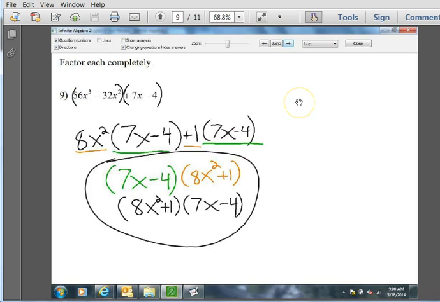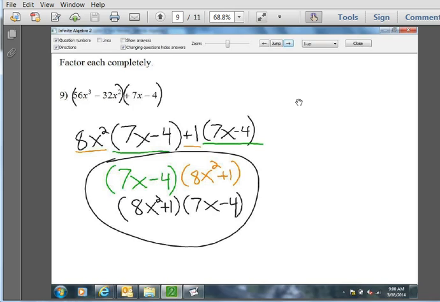This one, factor each completely. All right, this is a 4-term polynomial. And we talked about what we do with 4-term polynomials. We factor by grouping. Now, when I group this thing, I am going to group the first 2 and last 2. Those aren't my binomials for my final answer, by the way, just so we're all clear.